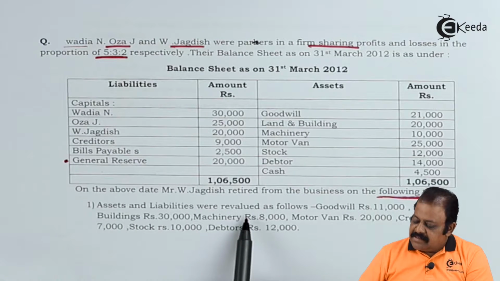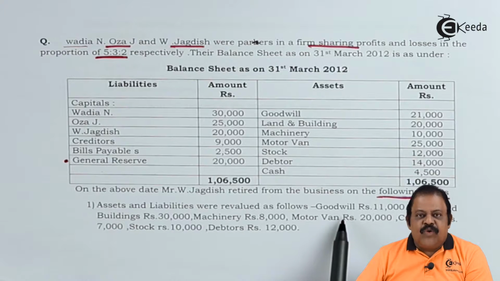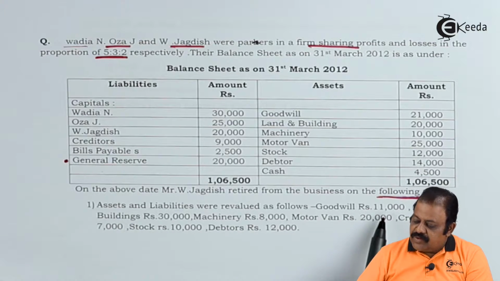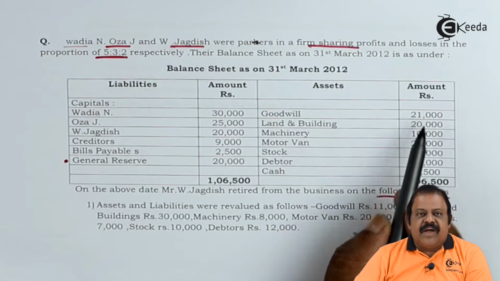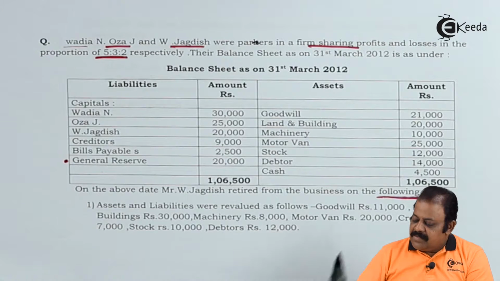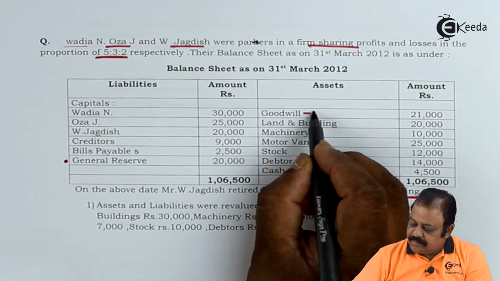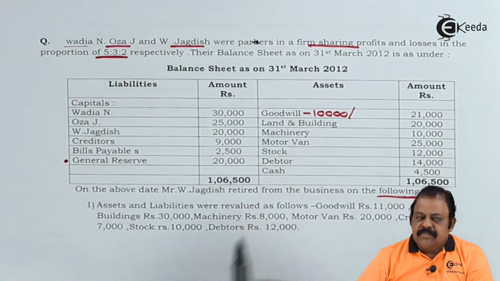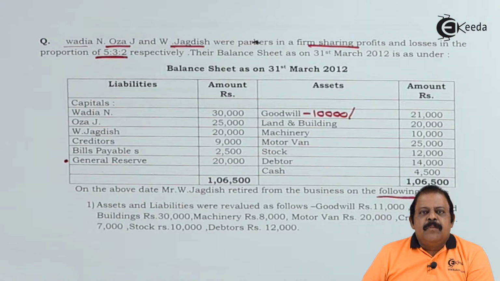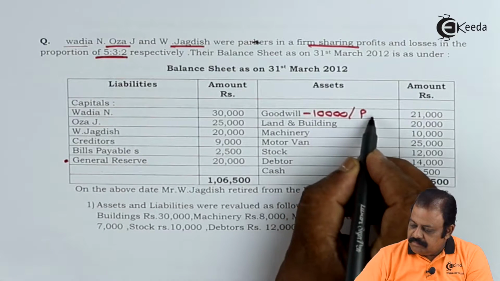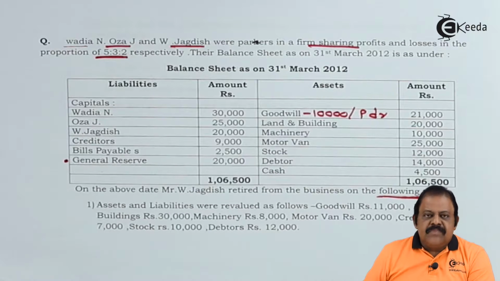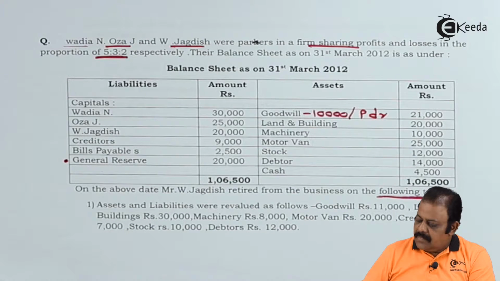Assets and liabilities were revalued as follows. Goodwill 11,000. Here goodwill is 21,000 in the balance sheet. That means it will be reduced by 10,000. This will have another effect, profit and loss adjustment account debit. This is a loss for the firm.